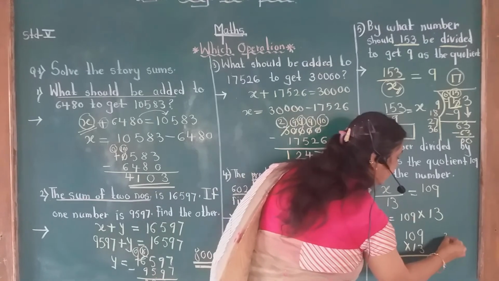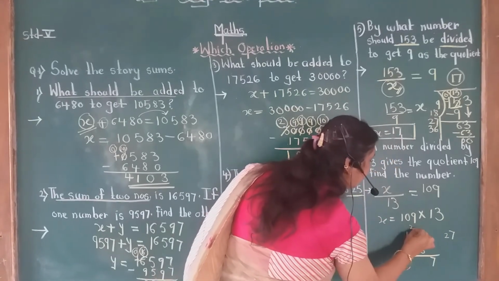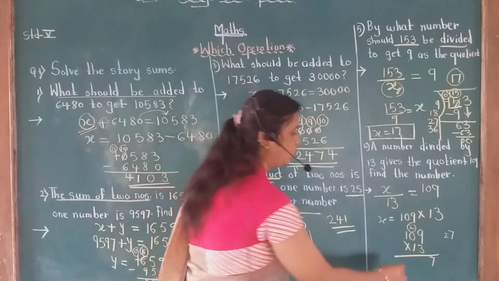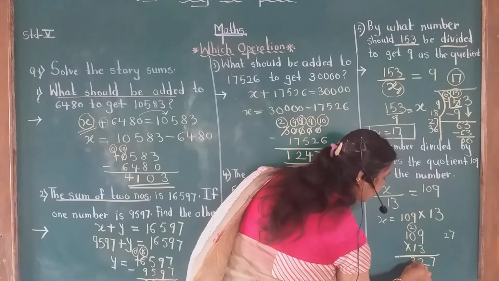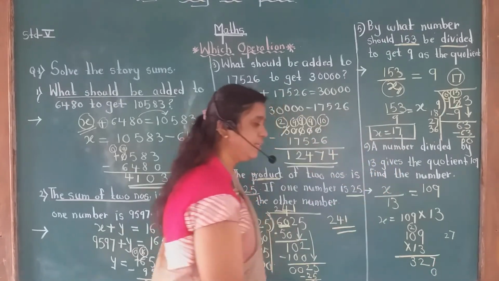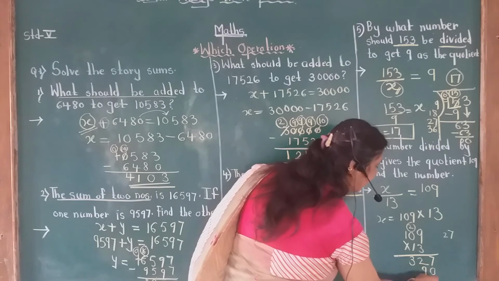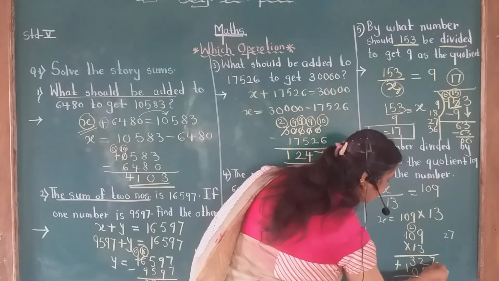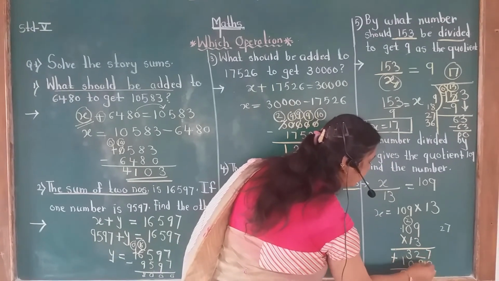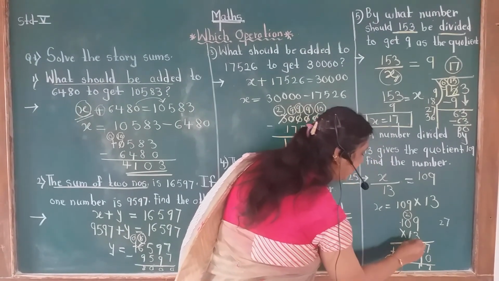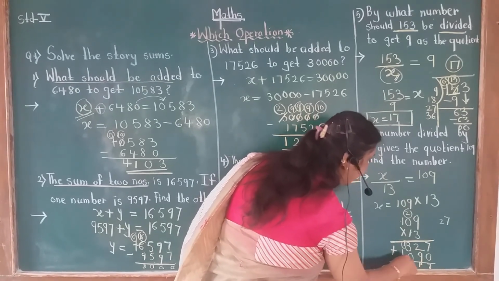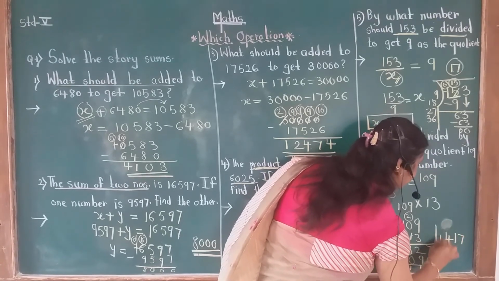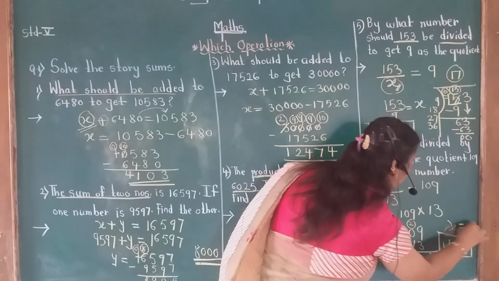9 3s are 27. So 7 will be here, 2 will be carry. 3 zeros are 0 plus 2, 2. And 3 ones are 3. Here you have to give 1, 0. Then 1 9s are 9. 1 zeros are 0. 1 ones are 1. Do the addition. Here 7, 9 plus 2, 11. 1 will be here, 1 will be carry. 3 plus 1 is 4 and 1 as it is. So your answer is 1417. This is your value of x.